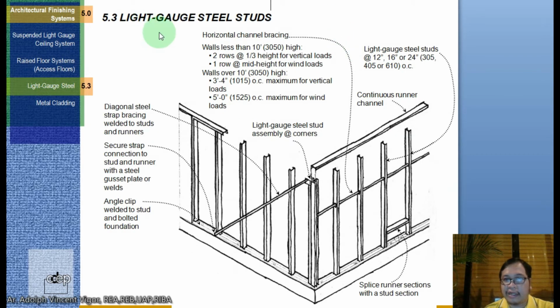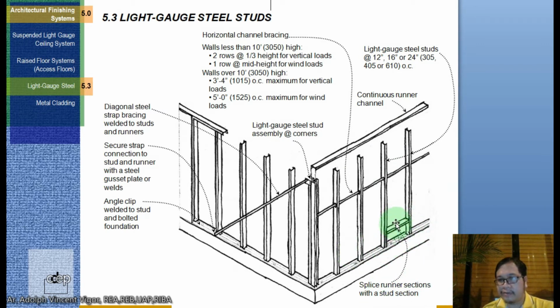Okay, so these are samples of light gauge steel studs. This is the diagonal strap bracing welded to studs and runners. This is a secure strap here. Connection to stud and runner with a steel gusset plate or weld. This is the angle clip welded to stud and bolted to foundation. These are the light gauge stud assemblies at corners. This is a horizontal channel bracing. Okay, the light gauge steel studs and continuous runner channel. It's a spliced runner section to the stud section.